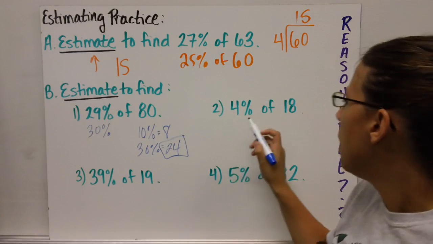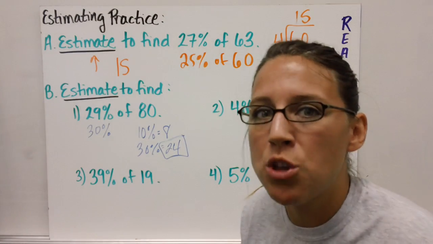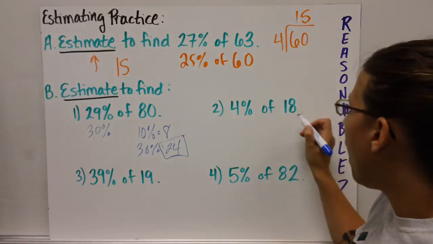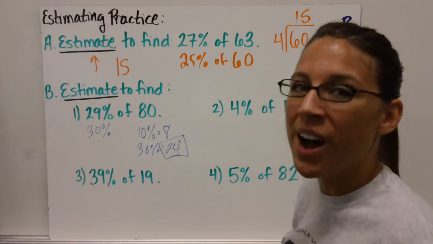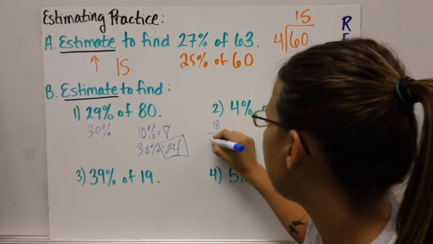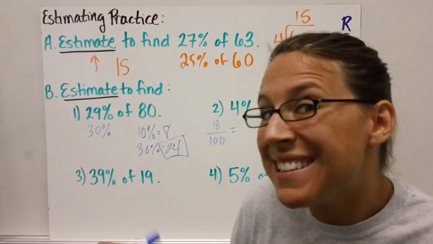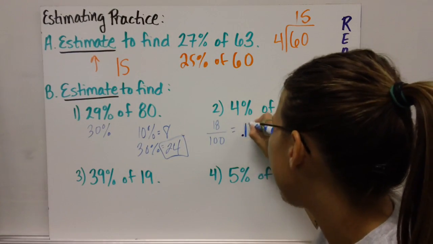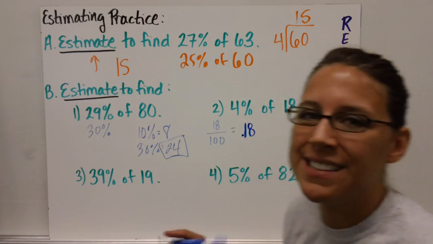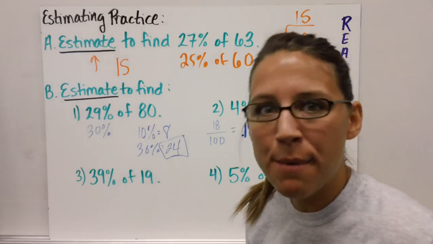Number 2 here, 4% of 18. Okay, this is going to be a time when you might have to use that 1% method. And to find 1%, you divide the number by 100. Well, if we divide 18 by 100, that's going to look like this. We could actually say 18 divided by 100, that's 18 hundredths, right? And another way to represent 18 hundredths is as a decimal. There we go. That is 1% of 18.